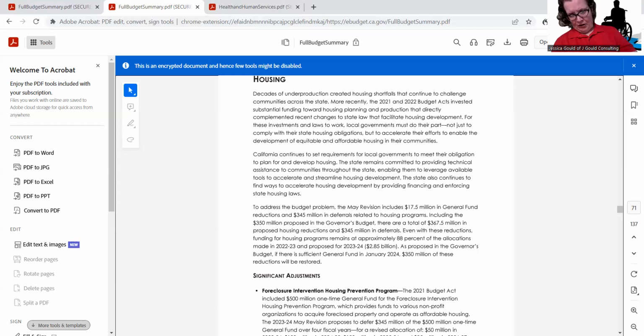Although this is a more generalized analysis here, because it says 17.5 million in general fund, and other housing programs, including, again, I would honestly need to bring in my housing experts to give you guys a better idea of how the disability community fits into this analysis. But it does, in my opinion, increase their chances. So that is my analysis of the California budget.